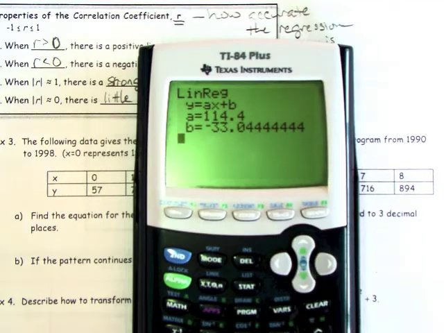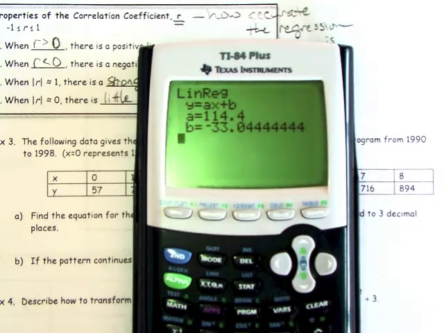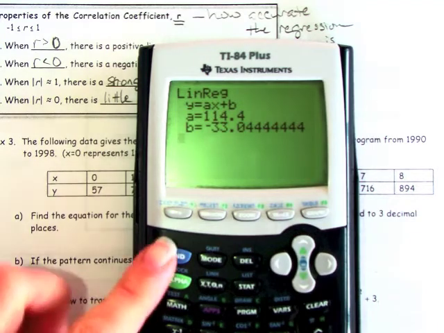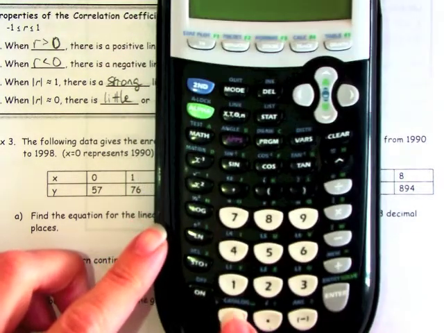Some of you may already see some R's here. So if you already see an R here, then you're done. Don't worry about doing this next step. Most of us don't. So what we actually need to do is tell the calculator that we want this correlation coefficient. It's called diagnostics. So if we go to the catalog, remember catalog's where you can get to everything that you can't find the menu for.